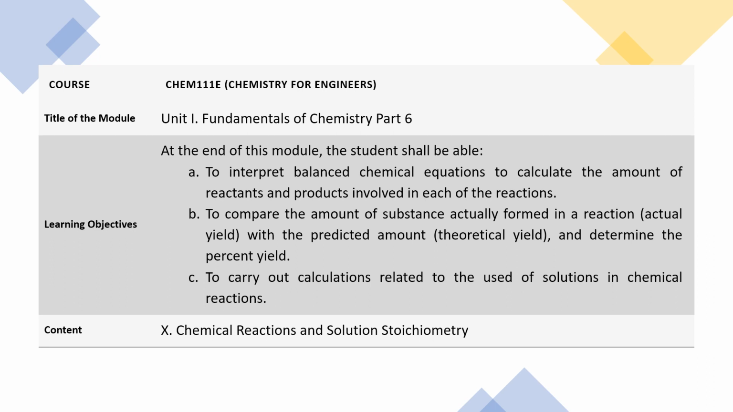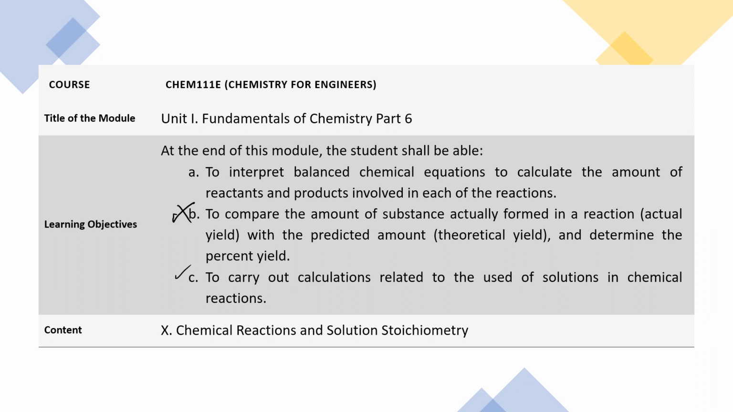So the objectives of this lecture are for you to be able to interpret balanced chemical equations to calculate the amount of reactants and products involved in each reaction. You will be able to compare the amounts of substances actually formed in a reaction. Okay, so we can omit this learning objective B, kasi hindi na to kasali sa topic na i-discuss ko. Okay, so you will be able to carry out calculations related to the use of solutions in chemical reactions.